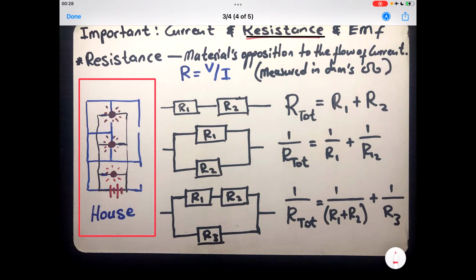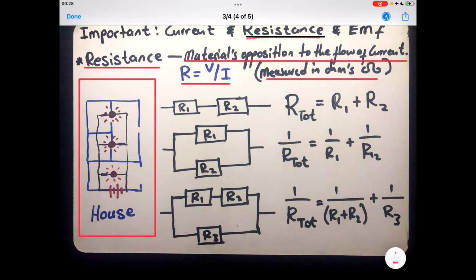So let's see. What exactly are we talking about when we talk about the resistance? In short, honorable members, the resistance refers to the material's opposition to the flow of current. That's what we talk about when we talk about the resistance in short. And here we've got the formula which says the resistance is equal to V over I. And the resistance is measured in ohms. I'm pretty much sure that at this stage, most of you guys are aware of that.